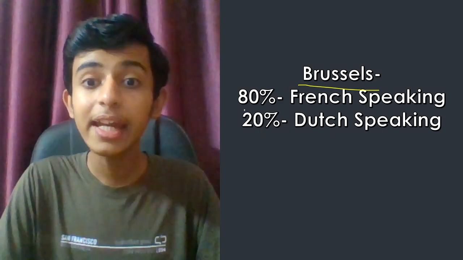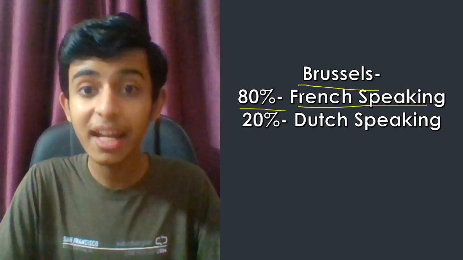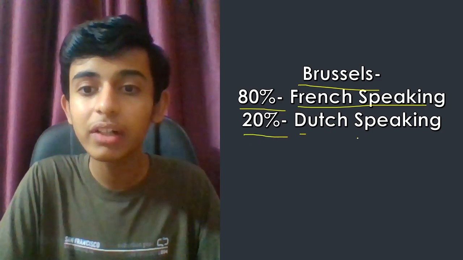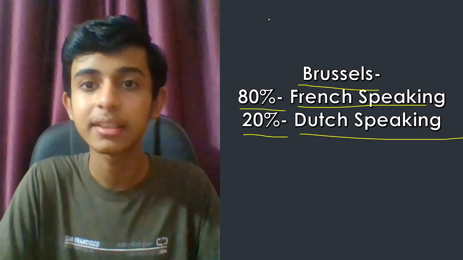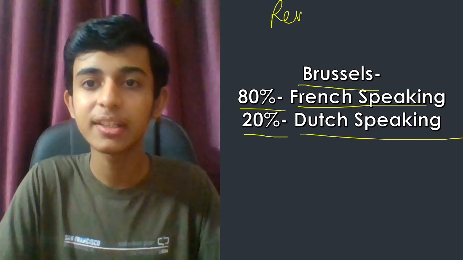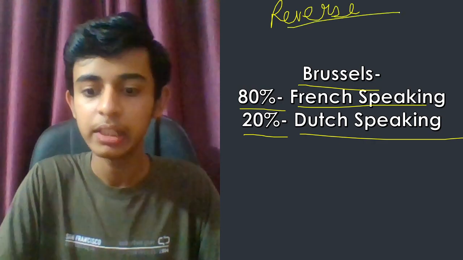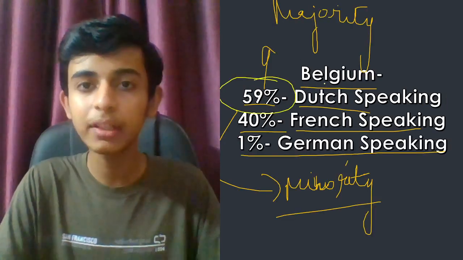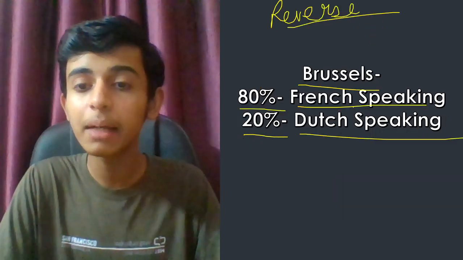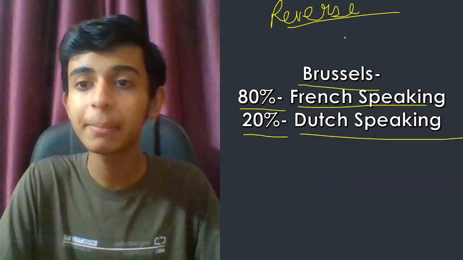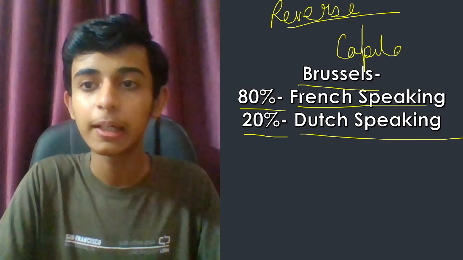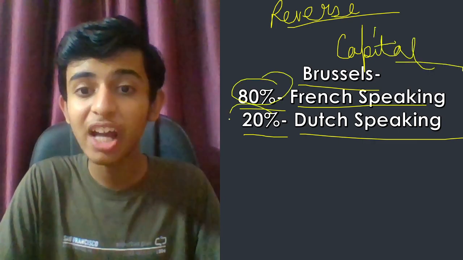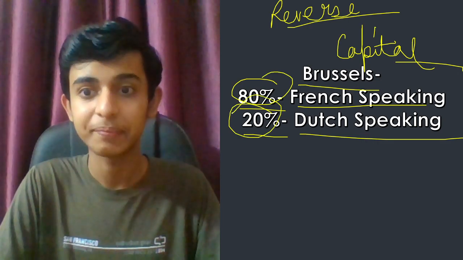In that, 80% of the people were French speaking. They used to speak French, whereas 20% were Dutch speaking. So just reverse. Okay, this is the reverse condition. Now here Dutch people were in majority in the whole country. But when we come to Brussels, which is the capital city of Belgium, please learn, capital city of Belgium, in this French people were in majority, Dutch people were in minority.